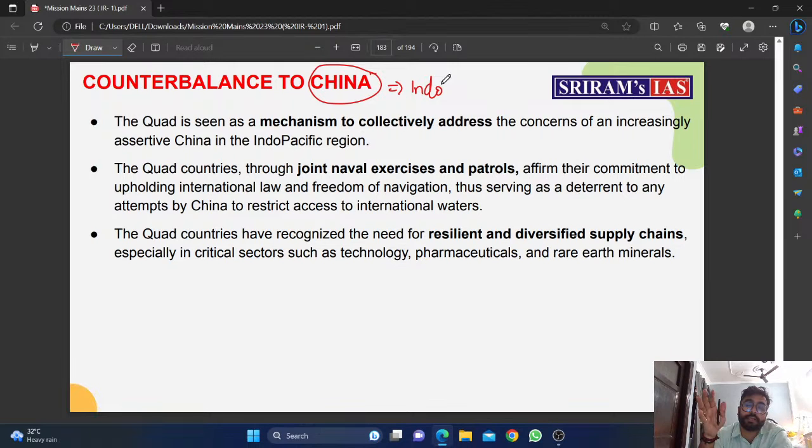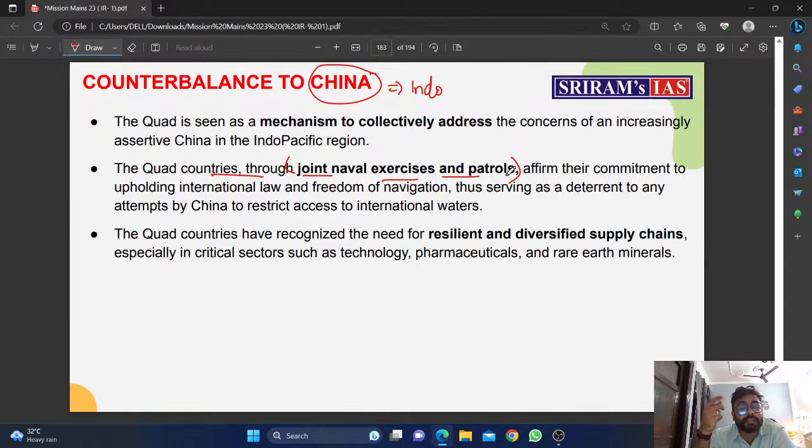Exactly, they are doing this only, and China is also perceiving it, but both the parties are denying each other's claim. China says that I'm not hindering any kind of movement of navigation here, so there is no need of Quad. Whereas all these four nations never say that we are forming this alliance because of you. Okay, so it is vice versa. So the Quad countries, through their joint naval exercises and patrols, affirm the commitment on upholding the international law, freedom of navigation, and serving as a deterrent to any attempts by China to restrict the access to the international water.